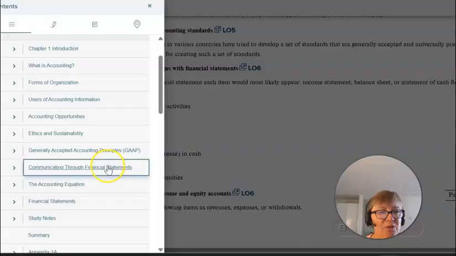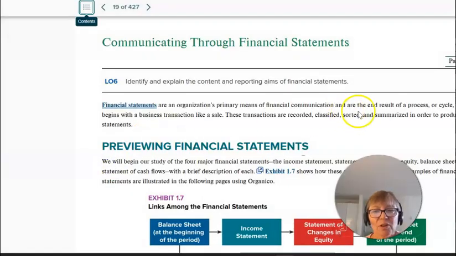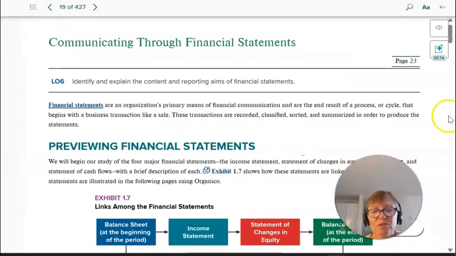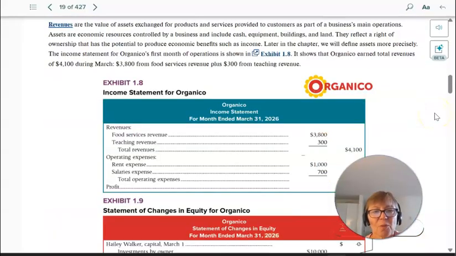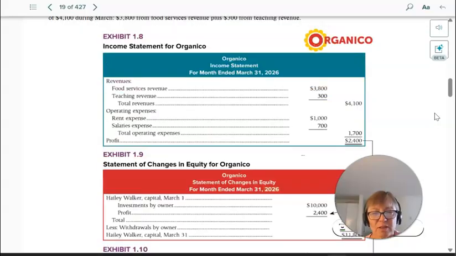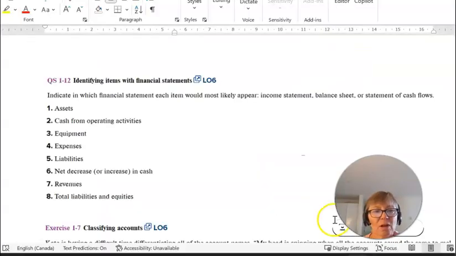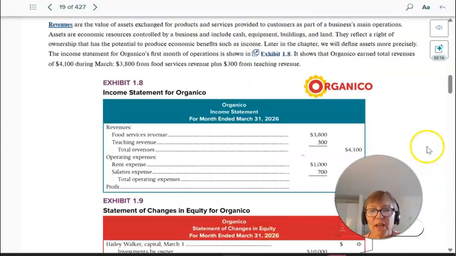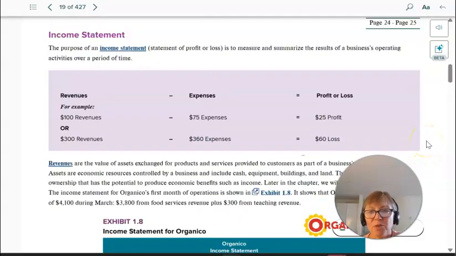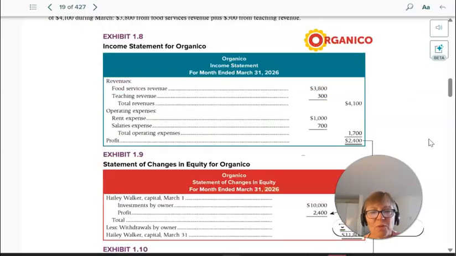So we've got communicating through financial statements. If you look here, and again, scroll down, we have each of our financial statements. Let's have a look at the question again. So assets. What statement do assets come on? Let's go back and have a look. Again, we're looking in our book and we're on page 24 to 25 and we've got assets.